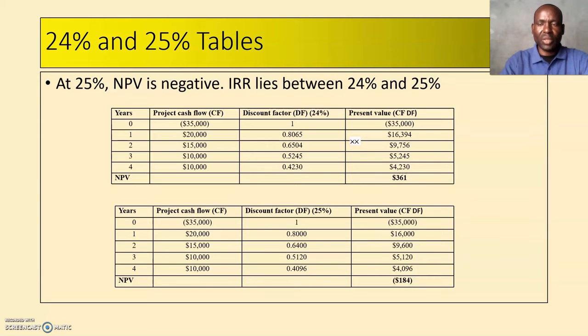Okay, so we have a negative one and a positive one. Okay, so these should be successive values, the positive one and the negative one, and then we use these to plot together with the other values. So we have 24% and 25% as our discount rates, and these are the values that we have. I'm sure you can see them. We have $361 and we have negative $184. That is after working out.